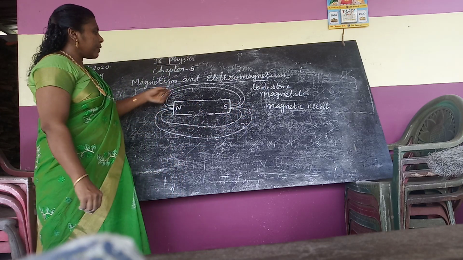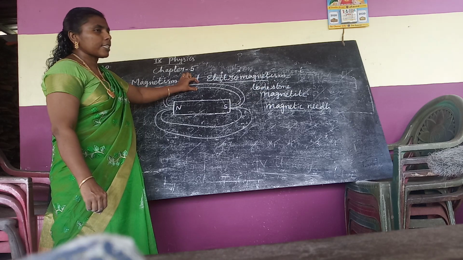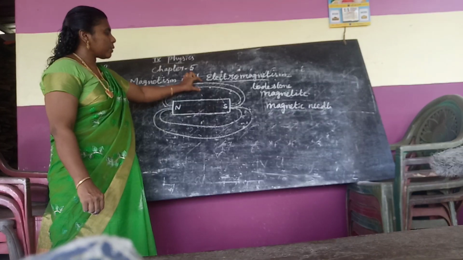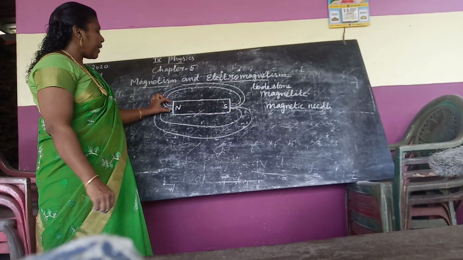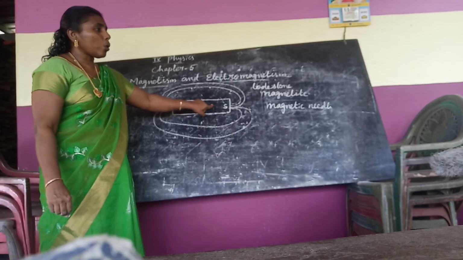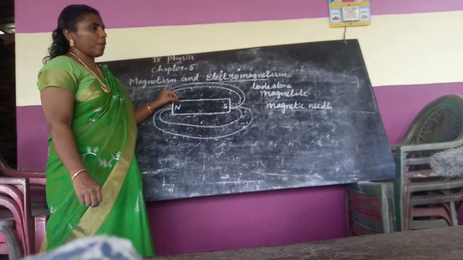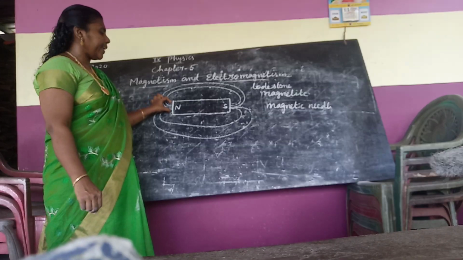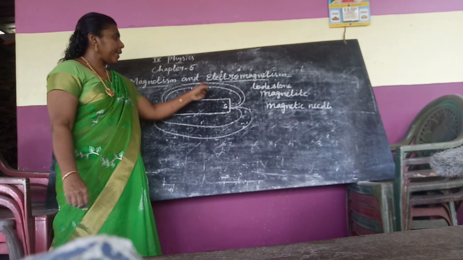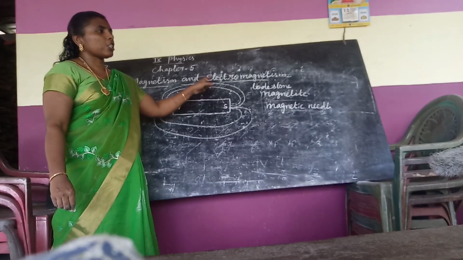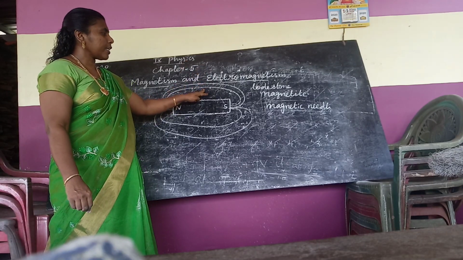Now see, this line does not intersect each other. Here the magnetic lines of force do not intersect each other. But here, in the bar magnet, near the poles the magnetic power is strongest, so there are crowded areas near the poles. But even so, the lines should not intersect each other.